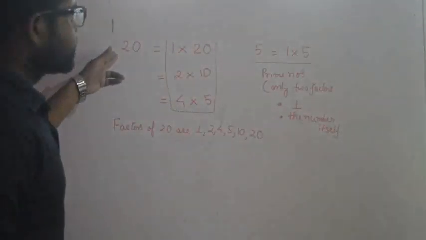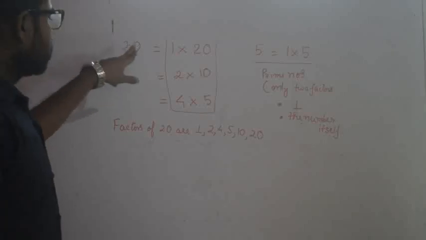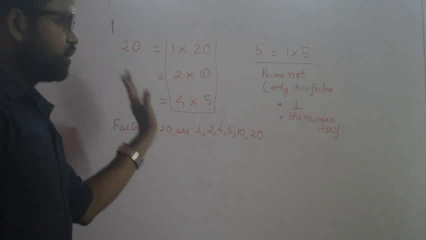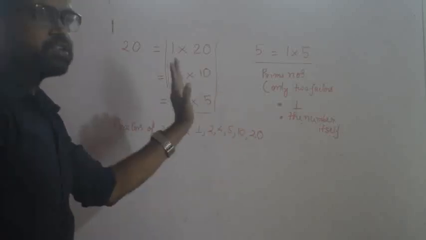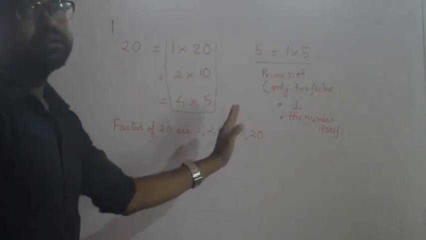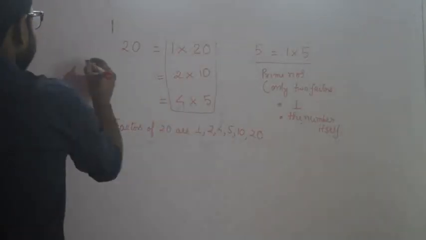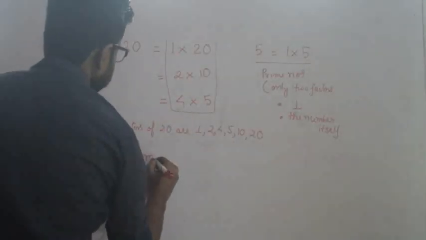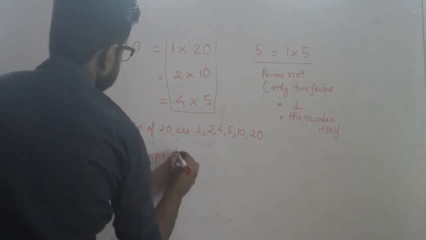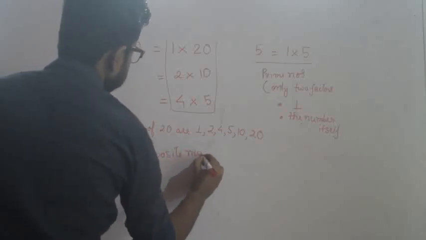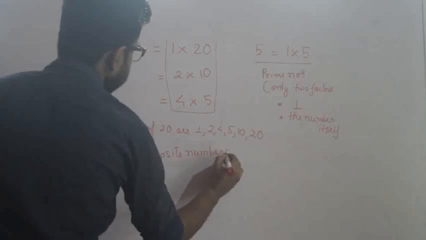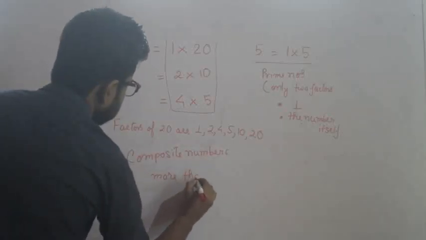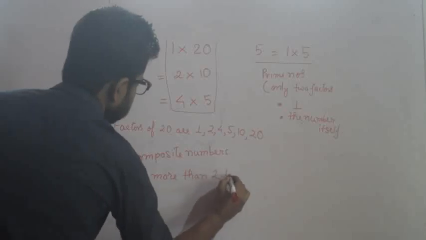But in the case of the number 20, you have more than two factors. Whatever the count of factors, that is not important, but it has more than two factors. So this type of numbers are called composite numbers. So composite numbers have more than two factors.